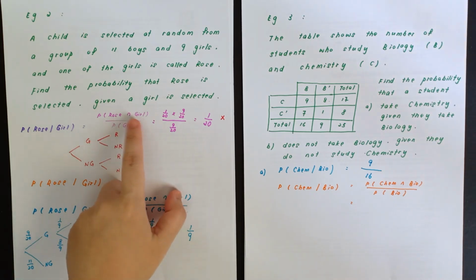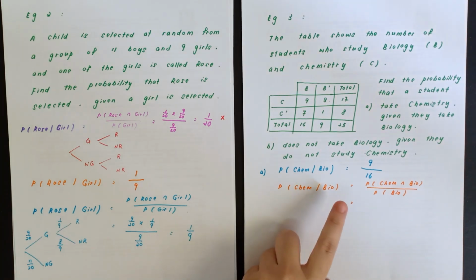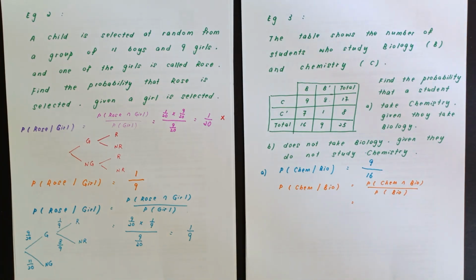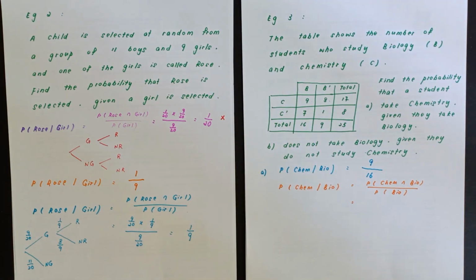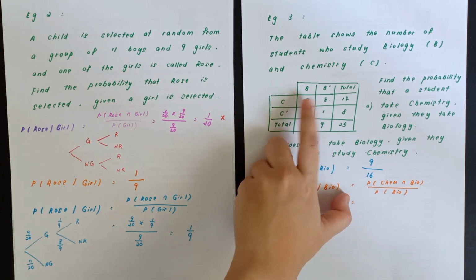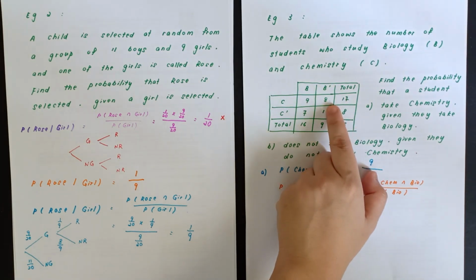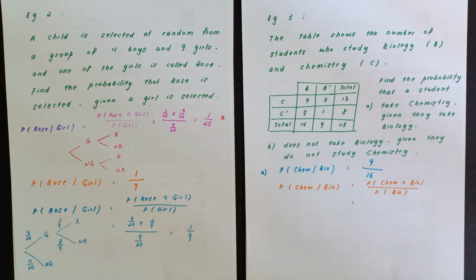You remember the mistake just now? You cannot use that, because if you did, you would be saying that whether I pick from biology or not biology, the proportion who take chemistry is the same. But you see that it's not the same. Whether they take biology or not affects whether they take chemistry. If they take biology, 9 people take chemistry, but if they do not take biology, it becomes 8. So I cannot just use the probability of chemistry times the probability of biology.